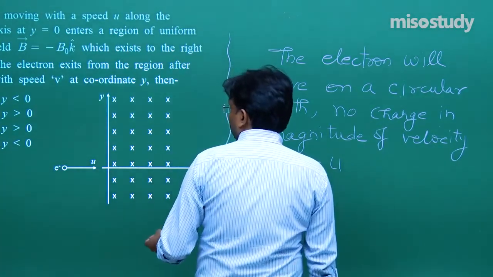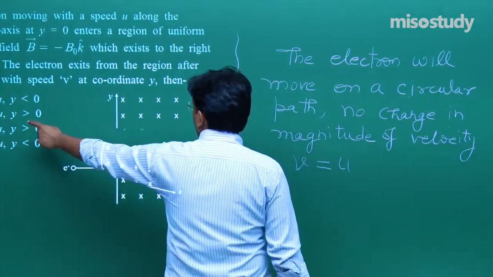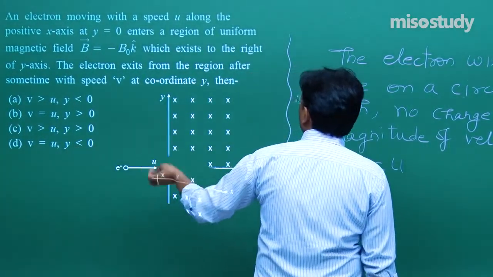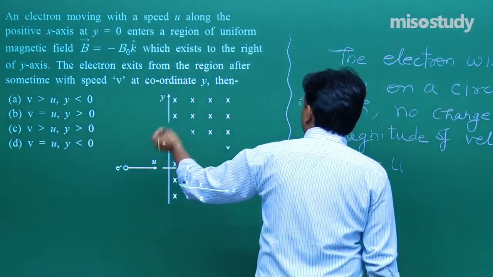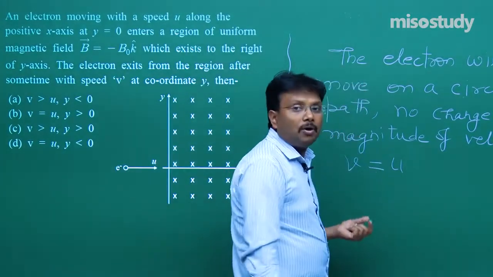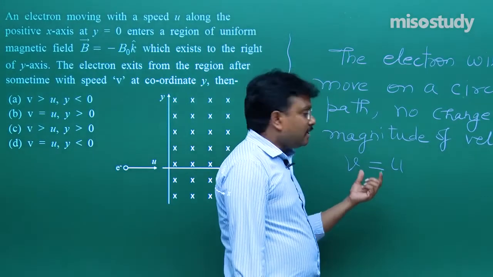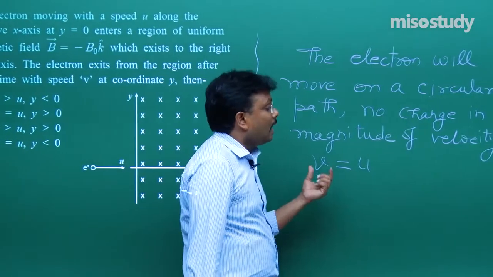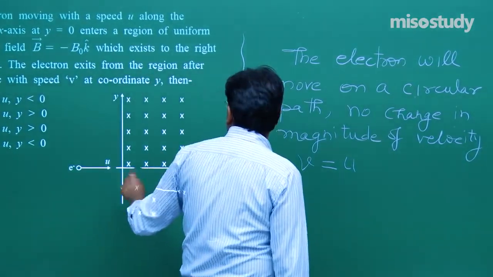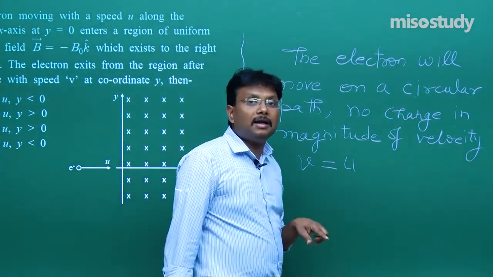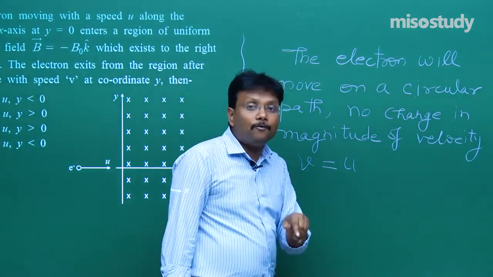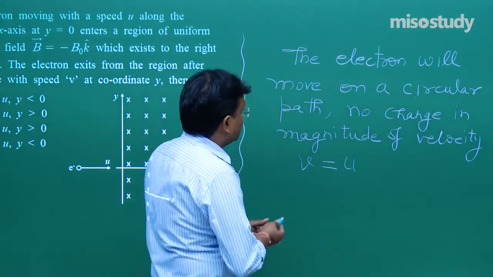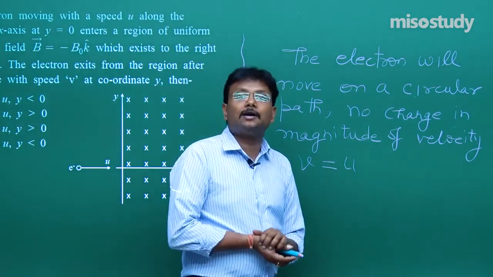So, now let us try to check the options given over here. So, possibility is B and possibility is D. Now, we have to exactly find out which one is the correct option. So, as per this explanation, initial velocity and final velocity magnitude are equal, fine, and it is also like that the electron will complete the circle. So, it will move where y is less than 0.